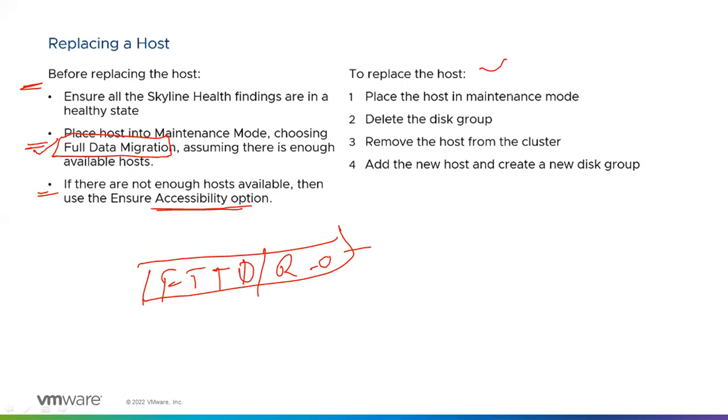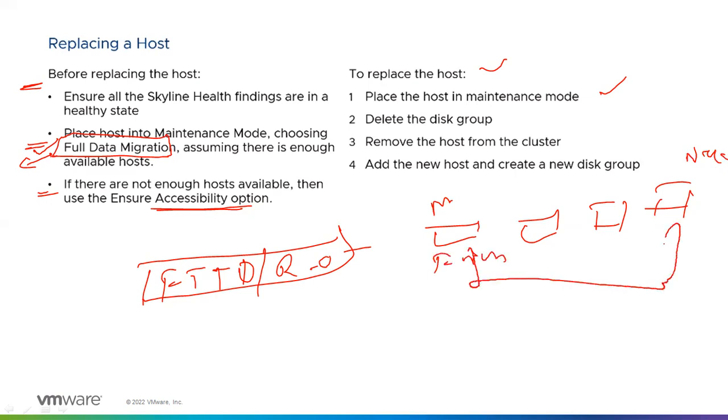To replace the host, place the host in maintenance mode, full data migration. So it means if I want to put this in maintenance mode, I have onboarded this new host, full data migration. The data is available, it will be migrated to this host, right? Yes, sir. Delete this disk group, remove the host from the cluster, add the new host, and create the new disk group. Correct?